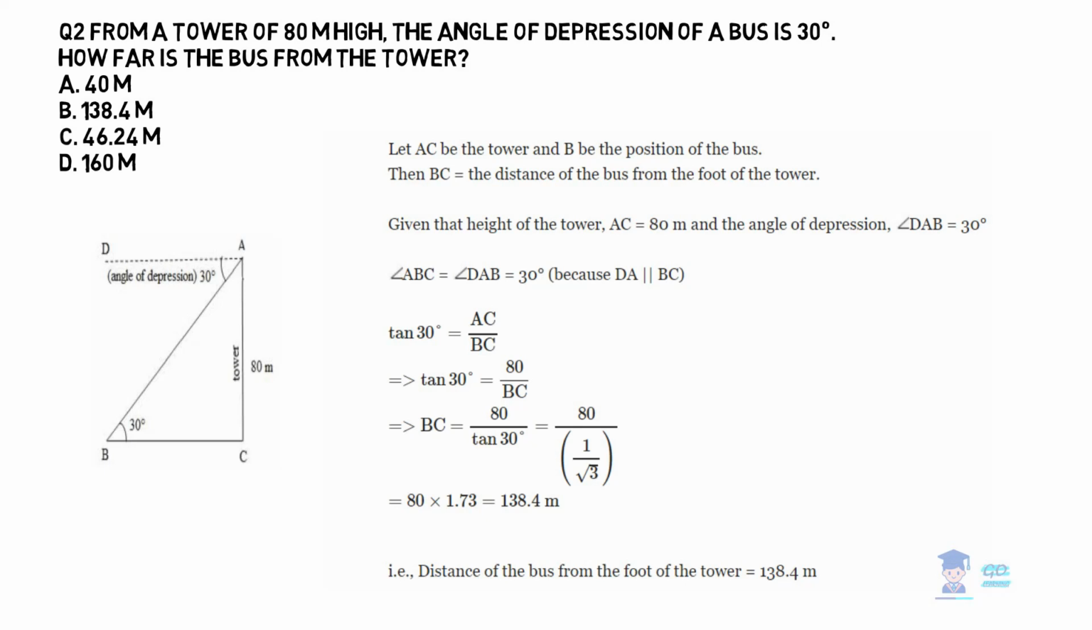So 80 by 1 by root 3. Tan 30 is equal to 1 by root 3. So BC is equal to 80 into root 3. Root 3 value is 1.73. You should know the root values also. Here if you just multiply, you get 138.4 meters.